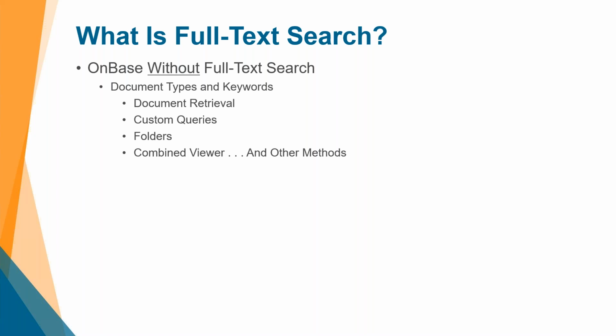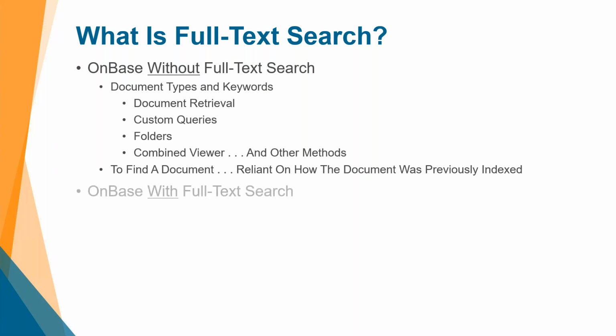And there's many more methods. You know, we have application enabler in a variety of different ways. But really, the fact of the matter is, without full text search, you have to rely upon how that document was indexed, oftentimes by somebody else. And then again, that's based upon the keywords that are associated specifically with the document type. But think how much more content is stuck in the documents behind the scenes beyond those keywords.